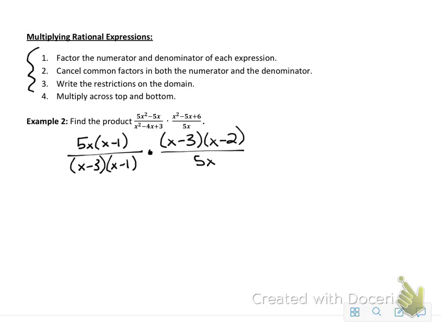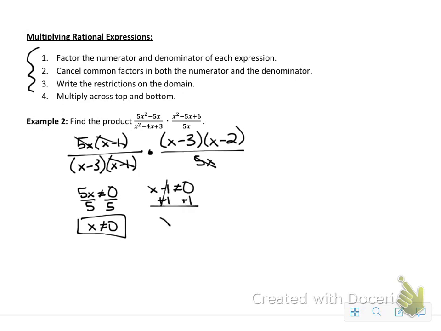Well, from left to right, we're going to have 5x. So 5x cannot equal 0. Divide by 5. And x can simply not equal 0. That's part of our answer. Then we have x minus 1 on top and bottom. So x minus 1 cannot equal 0. Add 1. x cannot equal 1. And of course, if you see a pattern, that's up to you. Just make sure you don't get it wrong in the case that it's not always like this.